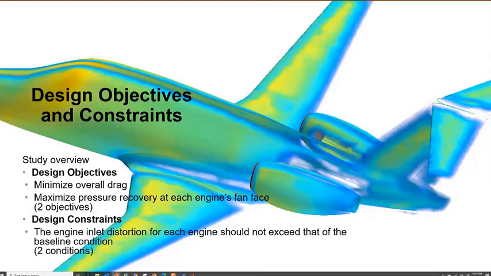Picking up where Jason left off, we were looking to come up with a nacelle design that would minimize the overall drag and maximize pressure recovery at the engine fan faces. Since there are 2 fan faces, that means 2 objectives. Similarly, for the design constraints, the inlet distortion for each engine shouldn't exceed that of the baseline condition, so 2 engines, 2 conditions. Next slide.